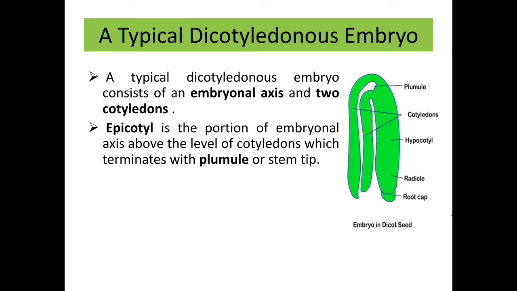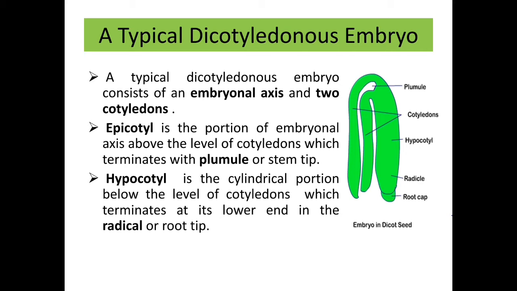So a typical dicotyledonous embryo consists of an embryonal axis and two cotyledons. And epicotyl is the portion of the embryonal axis above the level of cotyledon, which terminates with plumule. And plumule is also known as stem tip.